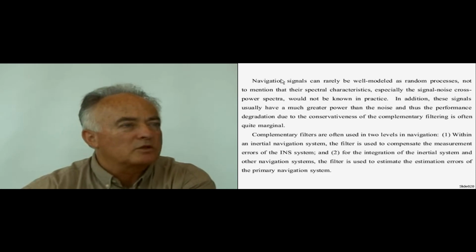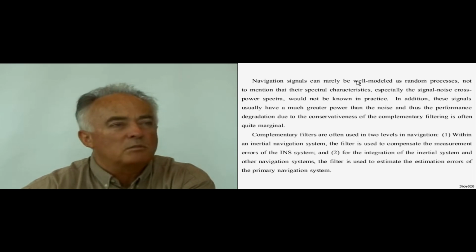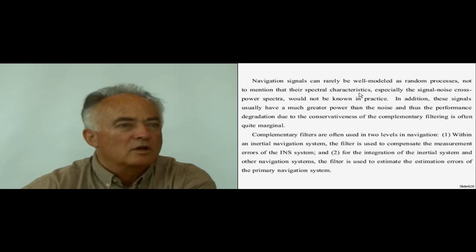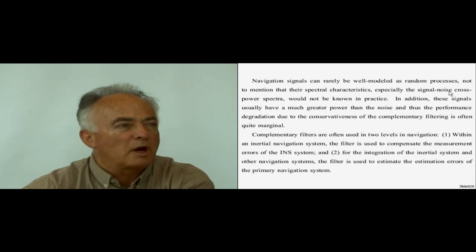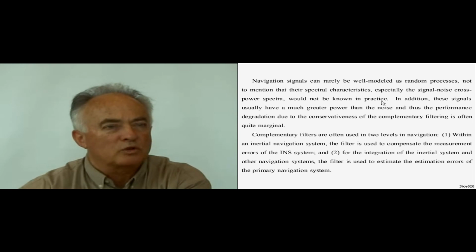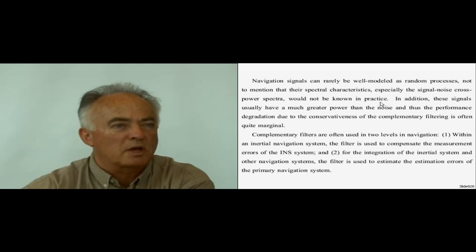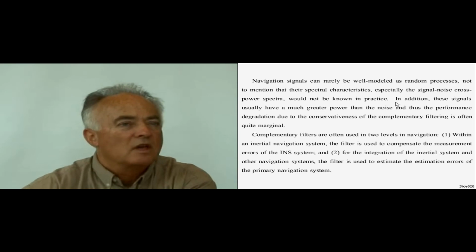The problem with navigation signals is that they can rarely be modeled in a good way as random processes. We really don't know their spectral characteristics. The signal-noise cross-power spectra are not known in practice. There's a cross correlation between the signal and the noise, so there's a cross spectrum between the signal and the noise. In addition, these signals have much greater power than the noise, and thus the performance degradation in the conservative approach of complementary filtering is marginal.